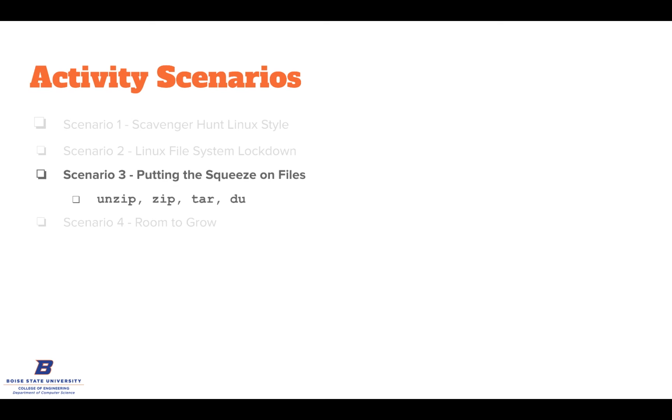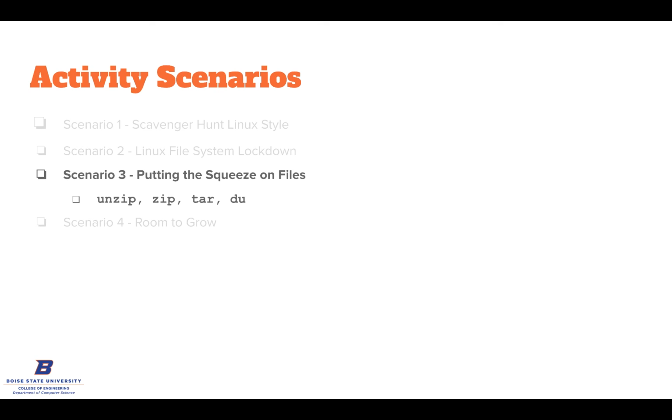In scenario 3, putting the squeeze on files, you're going to explore how to package files and compress them so that you can potentially save space on your machine or send files to other developers. So the commands that you'll look at are unzip and zip. So you should be familiar with the zip command from a graphical interface. You just right click and say unzip, or you can zip up a bunch of files and send it over to somebody in an email. So you'll explore how to use those from the command line.